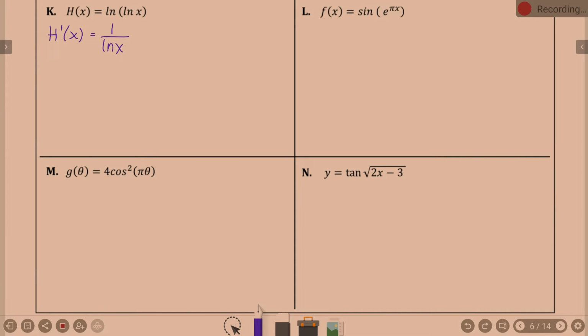Now, the derivative of natural log of something is 1 over something, then you have to do times the derivative of that something. What was something? ln x. What's the derivative of ln x? 1 over the inside, which is x in this case. So 1 over x. Sorry, I started to get myself confused on that one.